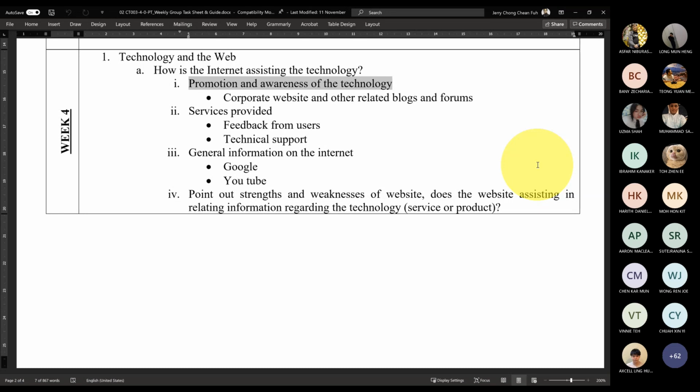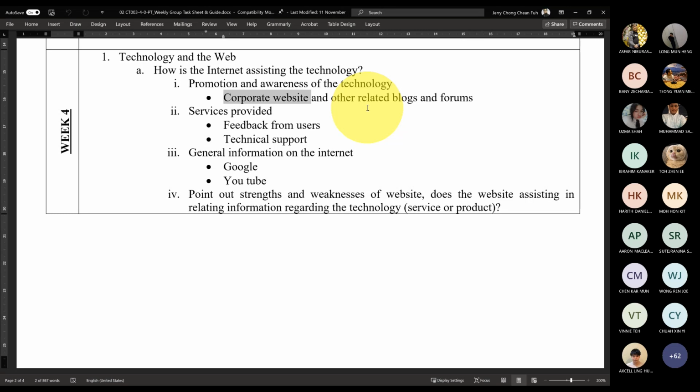So a few examples given here are that you need to check if they have a proper corporate website, and from their corporate website, whether they provide you enough information about the technology. Why am I saying this? Some of you may find out that there is a company website, but the company website did not talk enough about the technology. Then here you are evaluating to say that, oh, there is a company website, yes, but the company website is not really promoting and providing awareness for the technology.